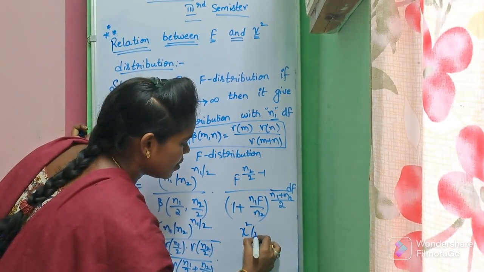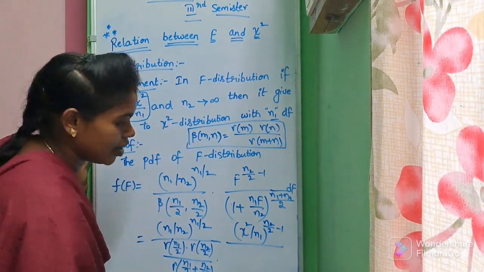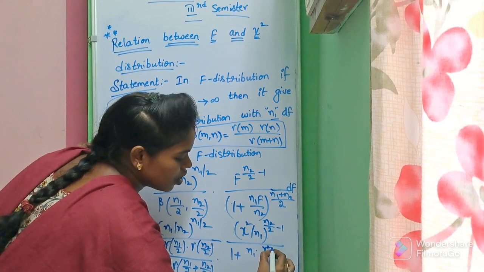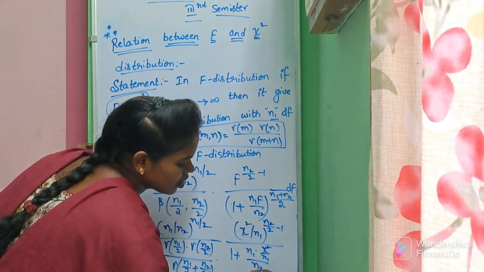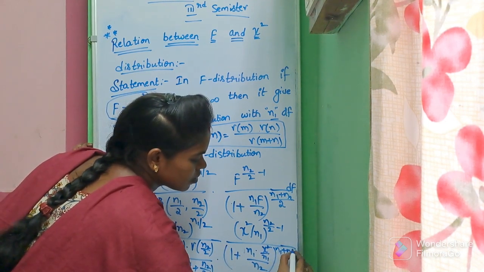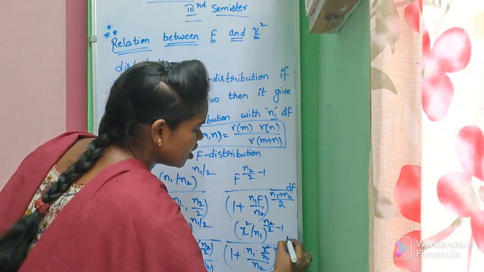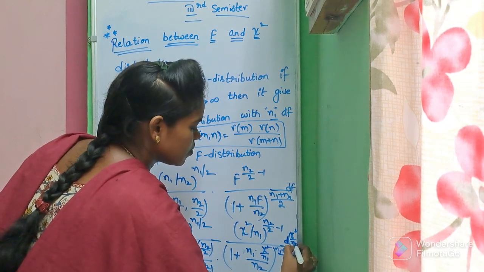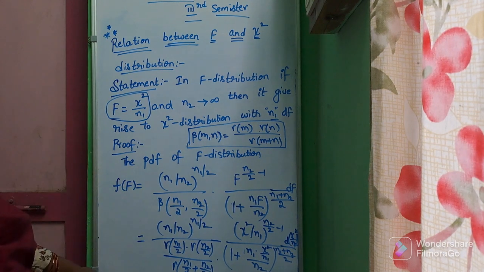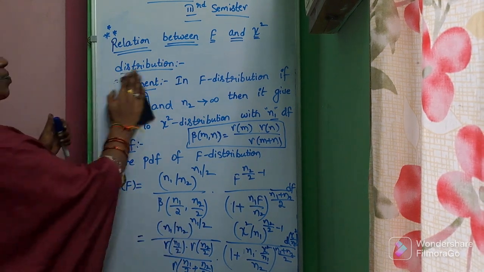Next, in place of F, I am just replacing this chi-square by n1. So chi-square by n1 whole to the power n2 by 2 minus 1 divided by 1 plus n1 into, here it is F, so we can write chi-square by n1 by n2 whole power n1 plus n2 by 2 into d of chi-square by n2. This is our first substitution. Next we have to simplify this. Later we have to take n tends to infinity.